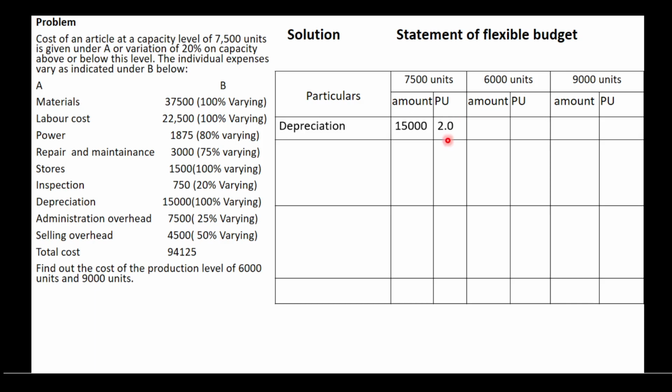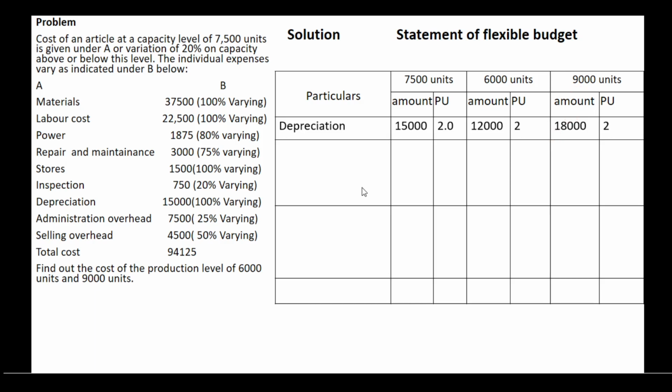For the 6,000 units, here the cost per unit are constant, but the amount will be changed. The cost per unit are 2. So 2 into 6,000 units, the amount are 12,000 rupees. And for the 9,000 units, the cost per unit are rupees 2. It is multiplied with the 9,000 units. So 9,000 into 2, the amount are 18,000 rupees. So this is the depreciation.